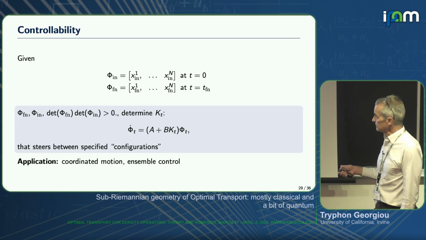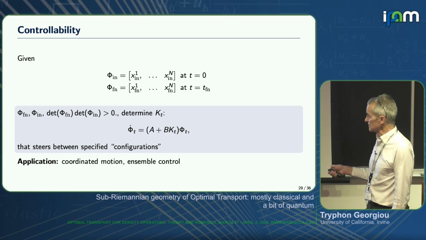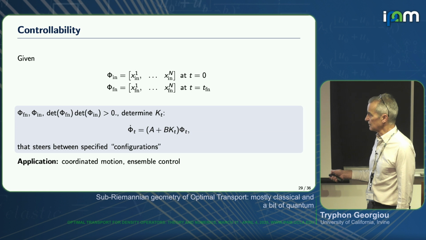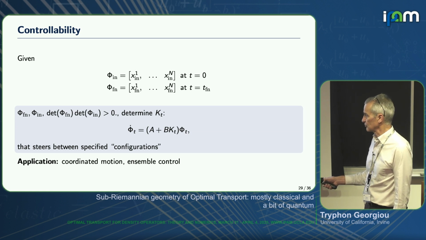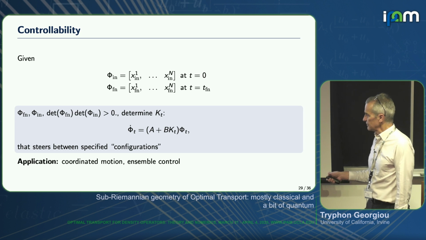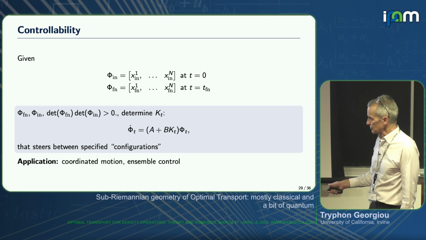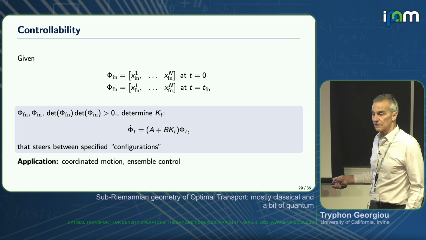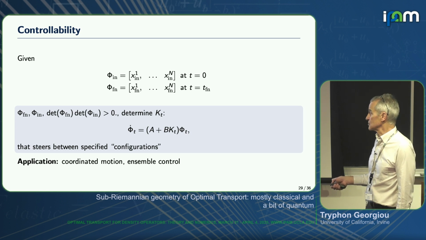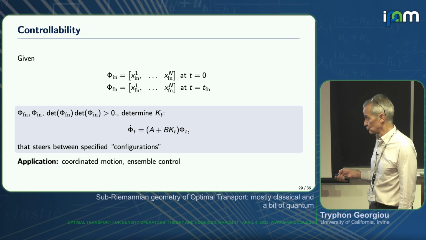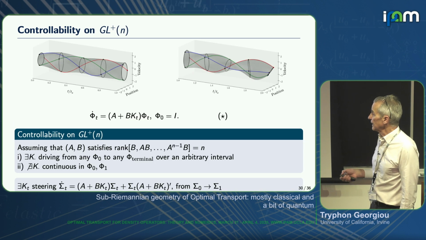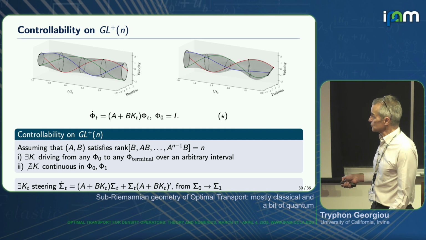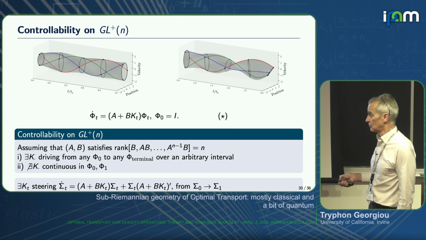So the way to think about it, you have the initial position of n particles, and you're looking at n by n matrices, terminal. They have to have the same determinant, the product of determinants is positive. And you want to determine a K so that you steer it towards a terminal configuration. This is something of great application to coordinate motion and ensemble control. And basically, more or less what we want holds.